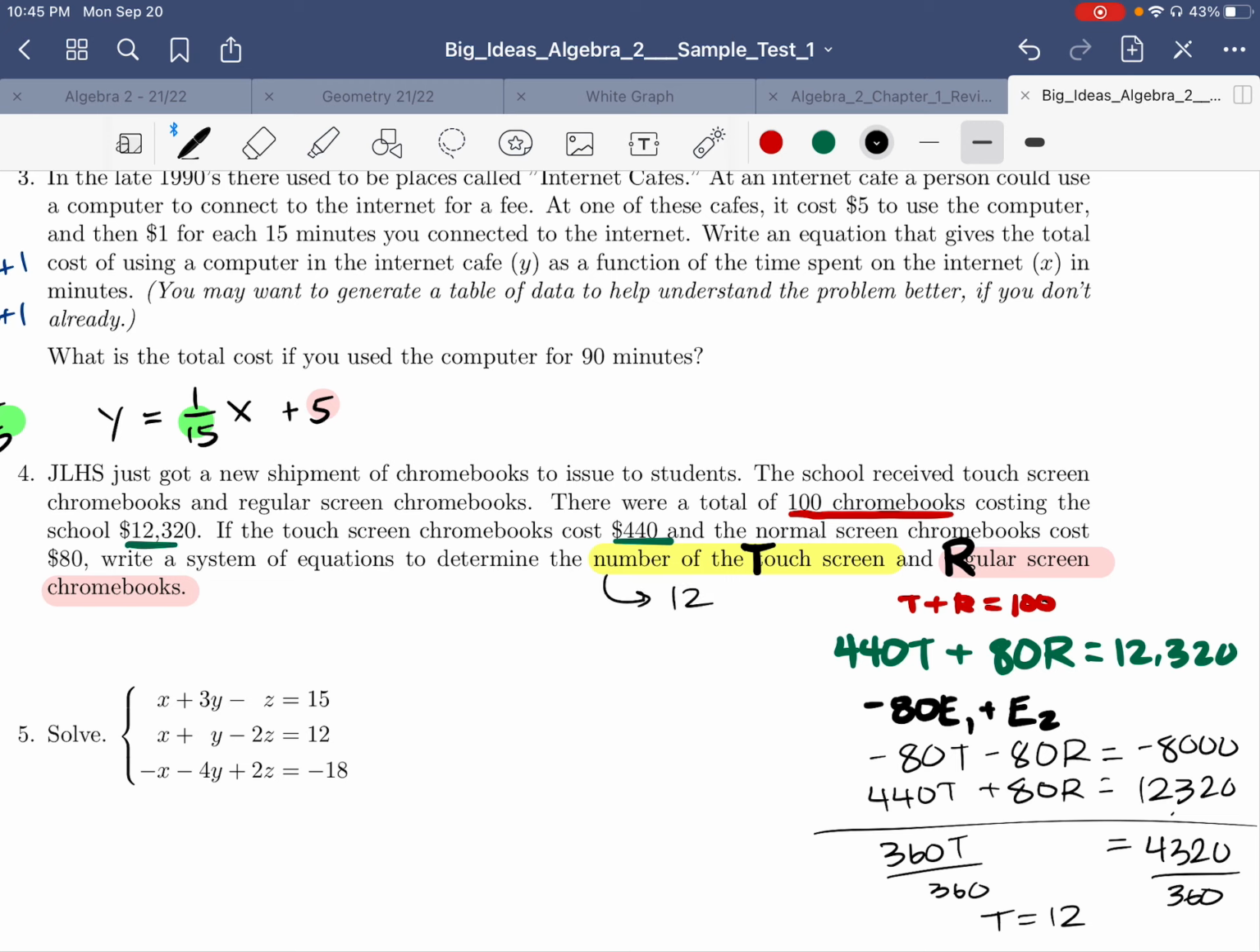Then I have to figure out how many regular. Since I know that the number of touchscreen plus the regular is 100, I just plug in the 12 for the T and solve for R, and this gives us that R is 88. So we know we're going to have a total of 12 touchscreen Chromebooks and 88 regular screen Chromebooks delivered to Logan. And that is how I would solve a question like number 4. I'll make a video for number 5 and I'll hit you up as soon as I'm done.